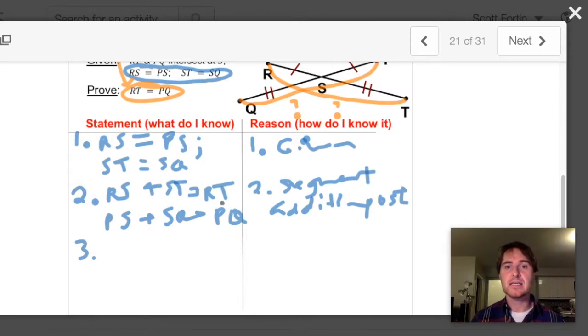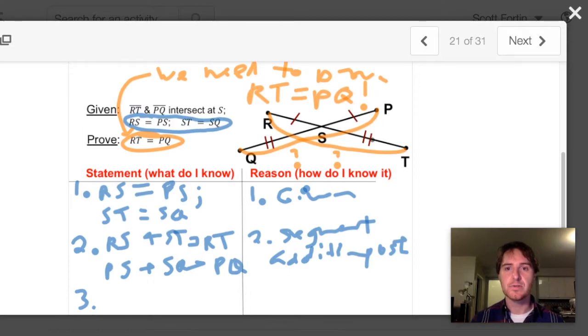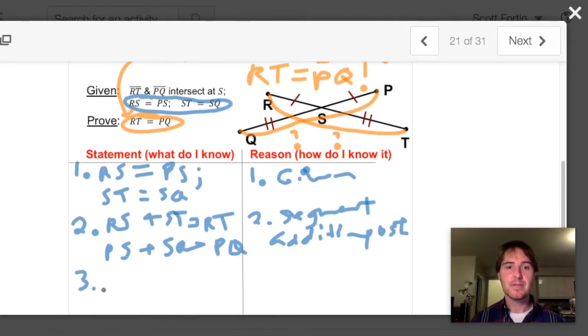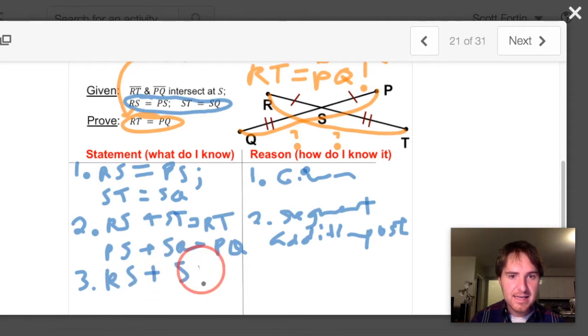So now we got RT and PQ. We got to show that PQ actually equals RT. So this might be the hardest step of the proof. How can we show that RT equals PQ? Well, what do we notice here? Well, RS plus ST, and we have PS plus SQ. Those equal the two lengths right here. But what else do we know about PS plus SQ and RS plus ST? They would have to equal each other. So I'm going to write it down right here, and maybe you write this down, and then you think about what the reason is afterwards.